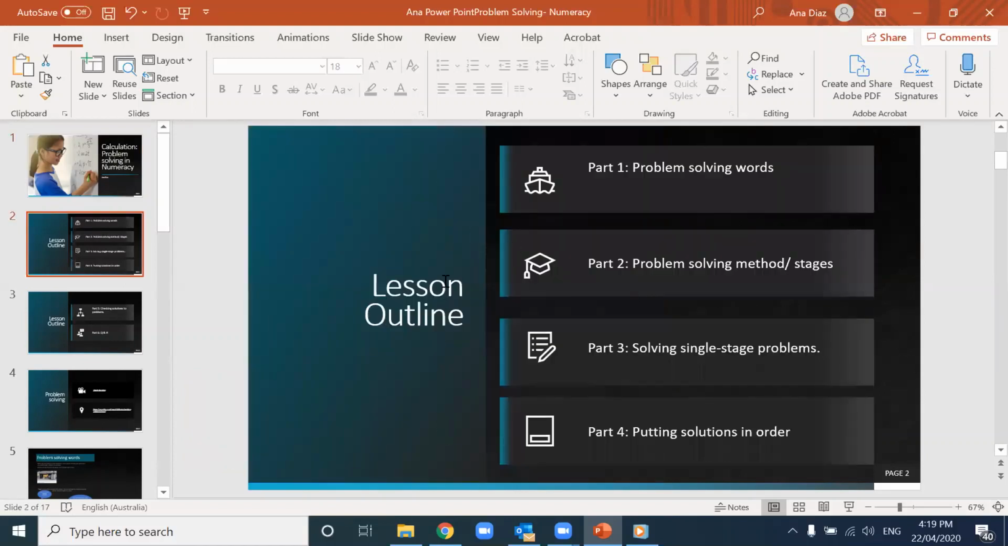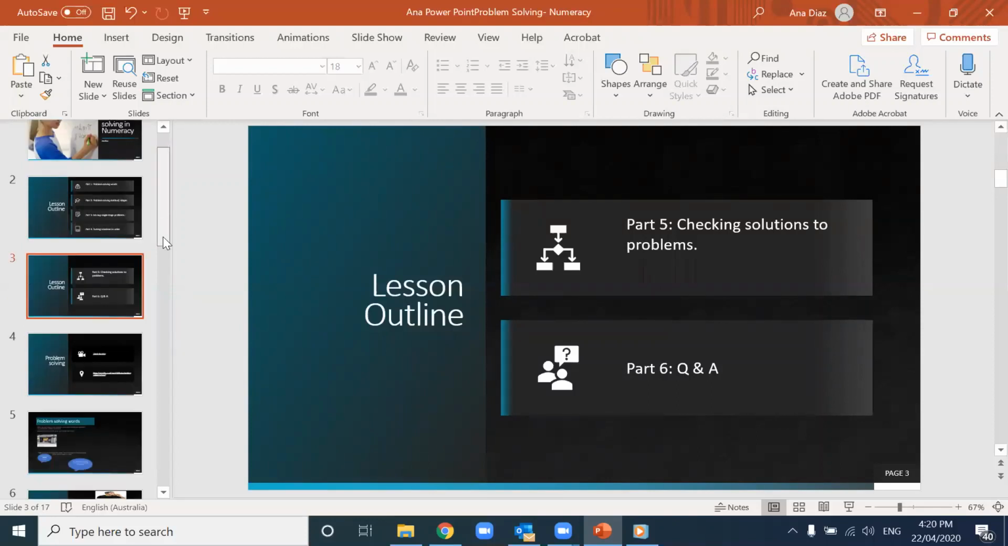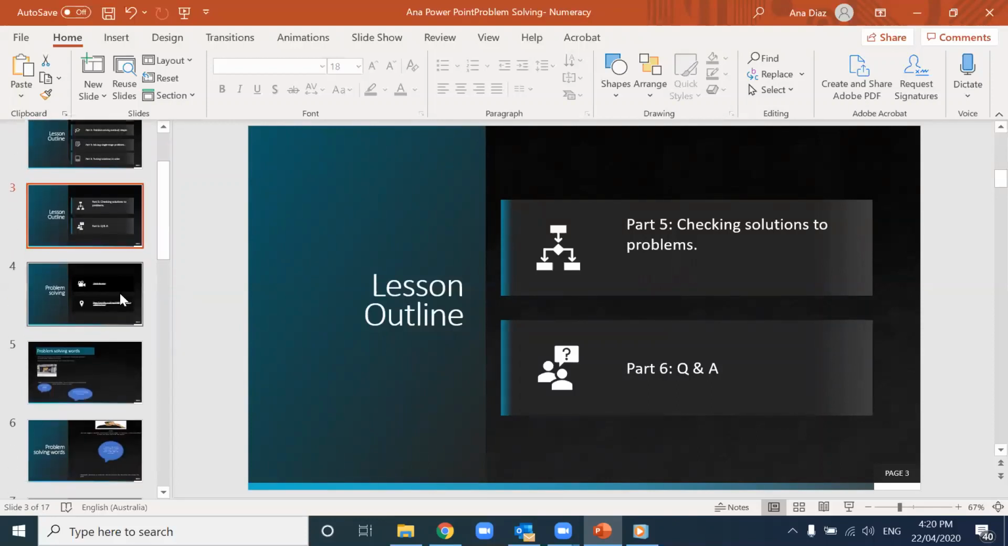These are the parts of my lesson. Part 1, problem solving words. Part 2, problem solving method and stages. Part 3 is about solving single stage problems. Part 4, putting solutions in order. Part 5, checking solutions to problems. And there's a question and answer for part 6 that will be outside of the slides. So it will be a separate time for that. And you are invited to participate, of course.